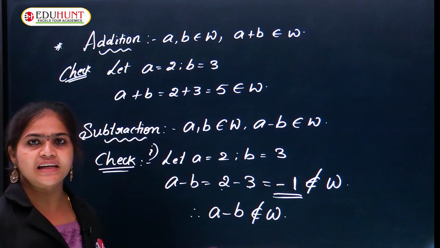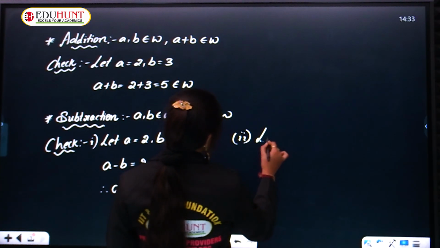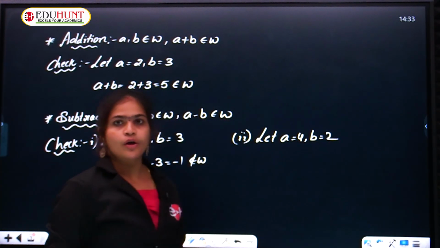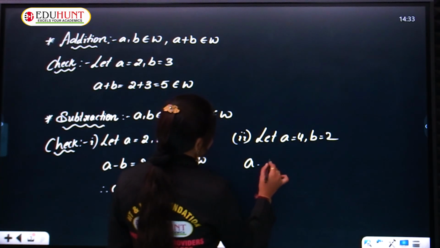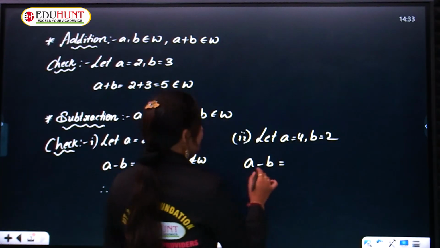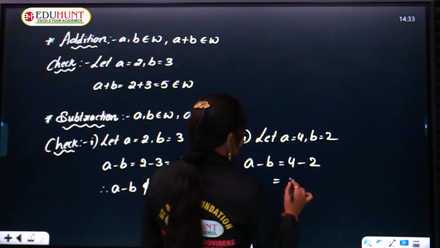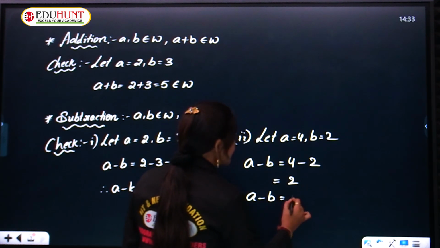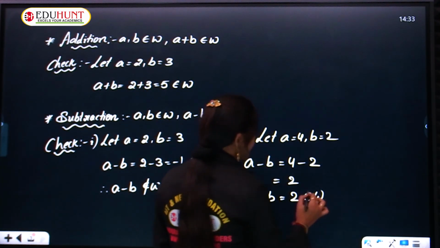is not satisfying here. Okay, in some cases, that is the second one, let a is equal to 4, b is equal to 2. Now take the difference a minus b. Those two are whole numbers, no? Now a is equal to 4, b is equal to 2, then 4 minus 2 is equal to 2. Okay, children, now see that a minus b is equal to 2. Now 2 belongs to whole numbers.